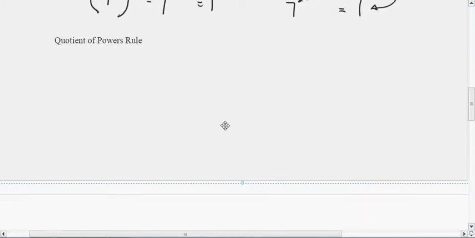Let's take a look at the quotient of powers rule. So now we're going to be dividing. Quotient means the answer you get when you're dividing. The quotient of powers rule, as written in your book, looks like this.